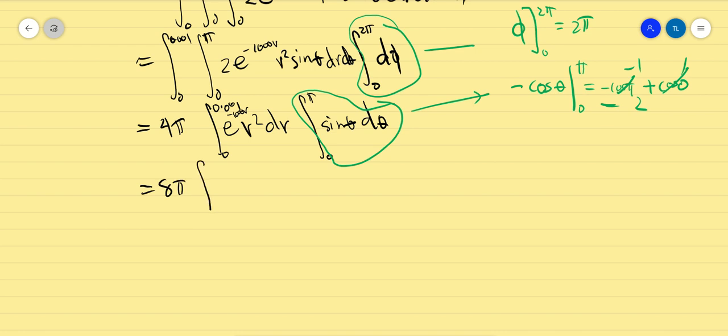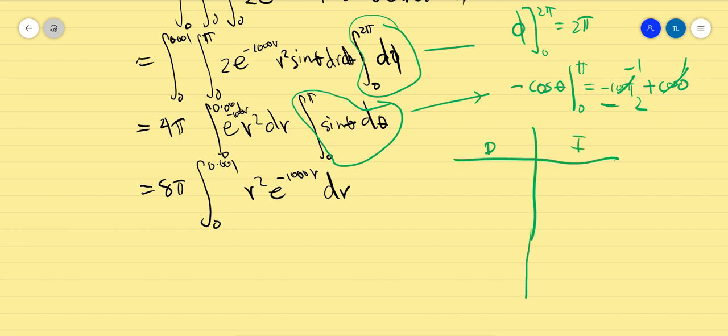Then the remaining here will be from 0 to 0.001. This is the hardest part, r squared e raised to negative 1000 r dr. To calculate this one, we need IBP, integration by parts. But we can use the shortcut here for IBP. We can use the tabular method, DI method. So derivative and integral. I choose derivative as r squared here. It will be e raised to negative 1000 r.